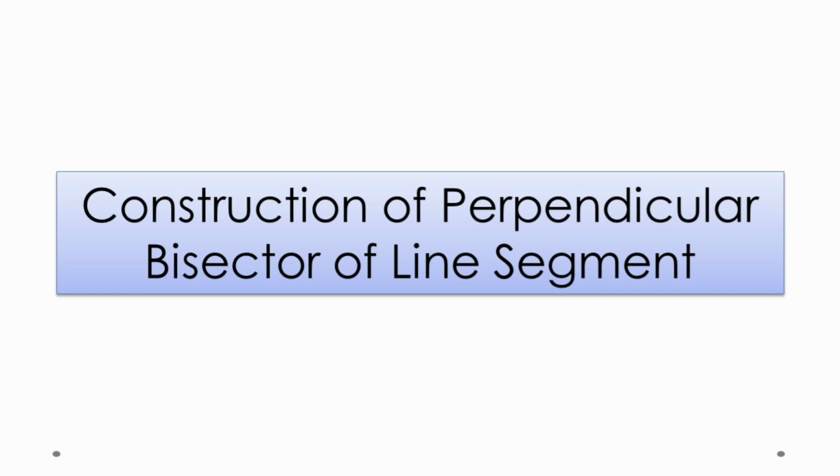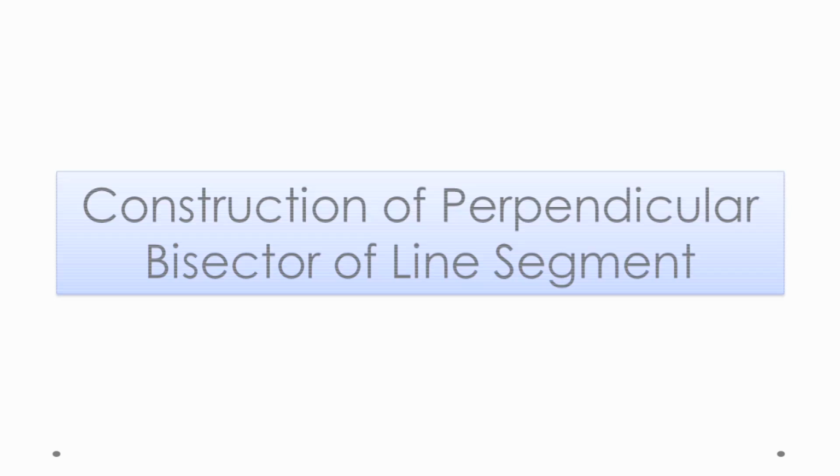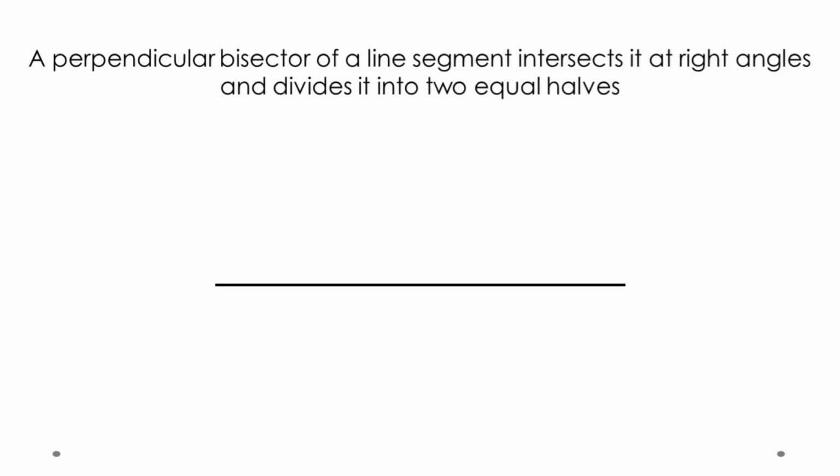Construction of perpendicular bisector of line segment. A perpendicular bisector of a line segment intersects at right angles and divides it into two equal halves. To construct a perpendicular bisector of line segment, draw a line XY.